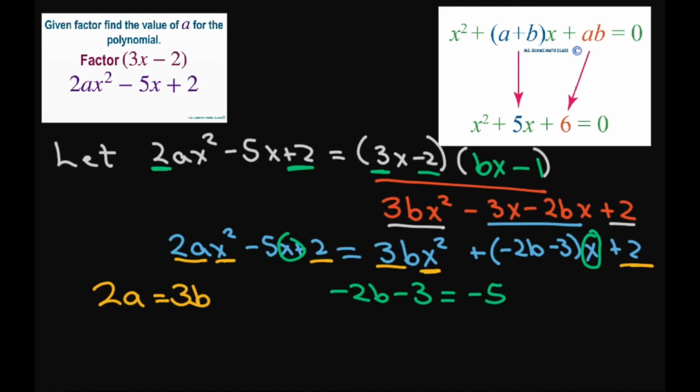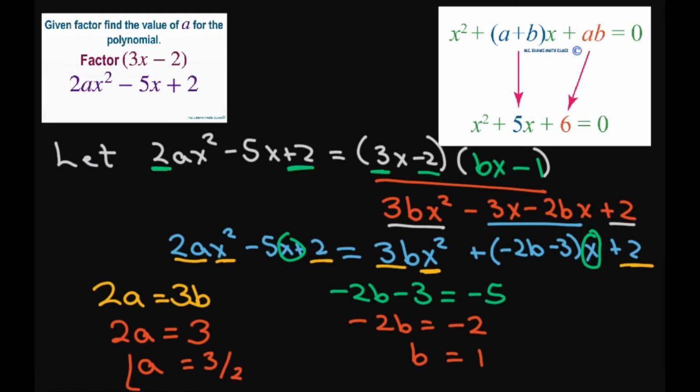Now I'm going to solve for b and then use substitution. Negative 2b equals, if you add 3, negative 2, so b equals 1. If b is 1, then we substitute that in. We get 2a equals 3 times 1, which is 3, so a equals 3 halves. And that is what we need, so there it is. This is a nice way to do it, but you have to do that mental math on this factor.